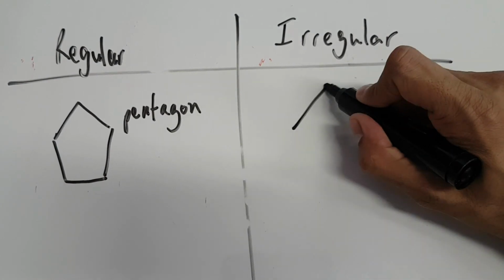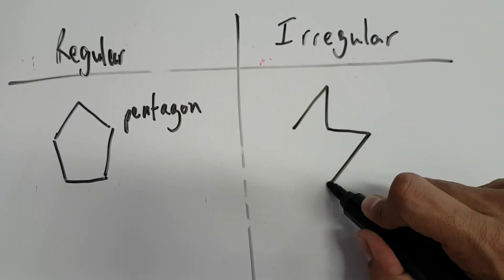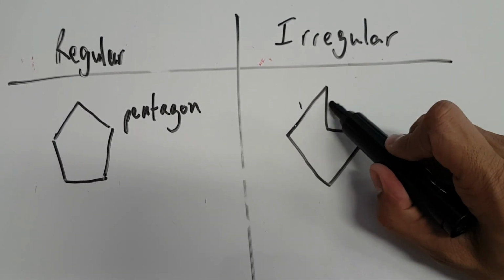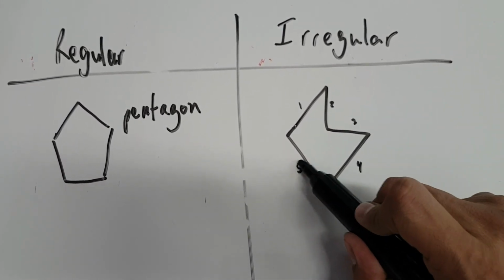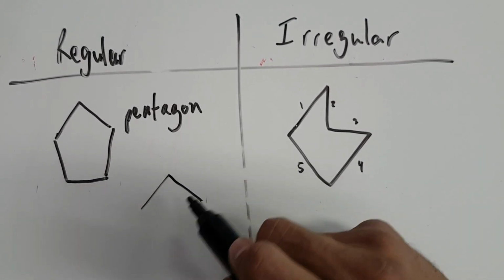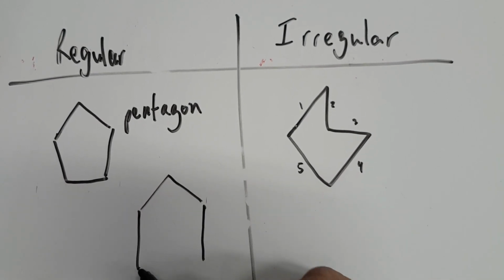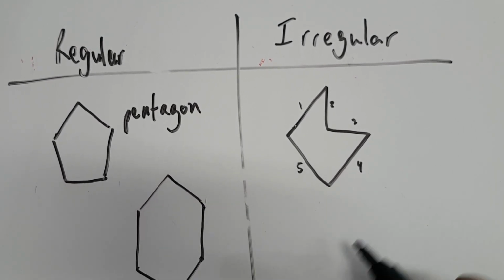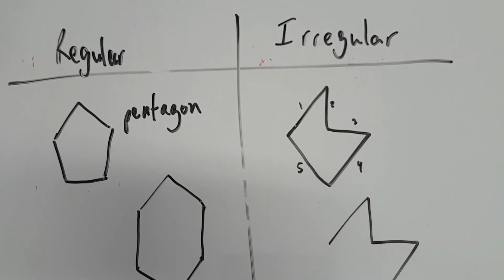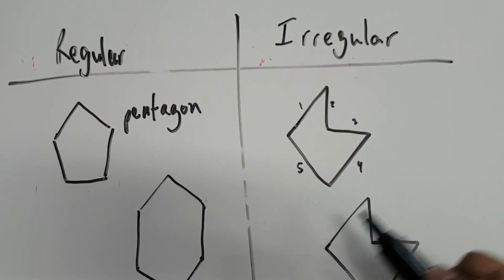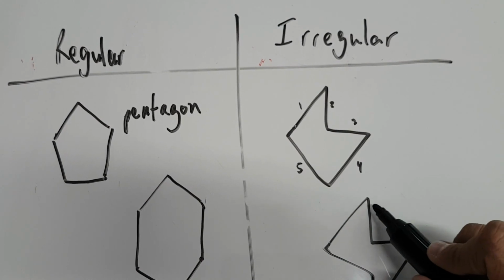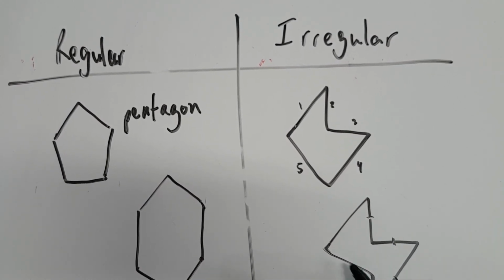Now here let's draw an irregular pentagon. 1, 2, 3, 4, 5. Okay, this would be an irregular pentagon. It also has 1, 2, 3, 4, 5 sides, but it's an irregular pentagon. Here let's draw a regular hexagon. 1, 2, 3, 4, 5, 6. And here let's draw an irregular hexagon. 1, 2, 3, 4, 5, and well, let me make that better looking. There we go. 1, 2, 3, 4, 5, 6.